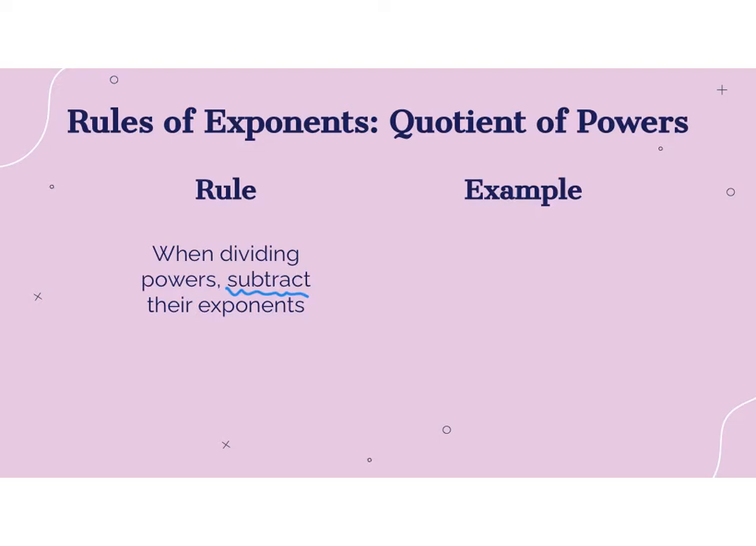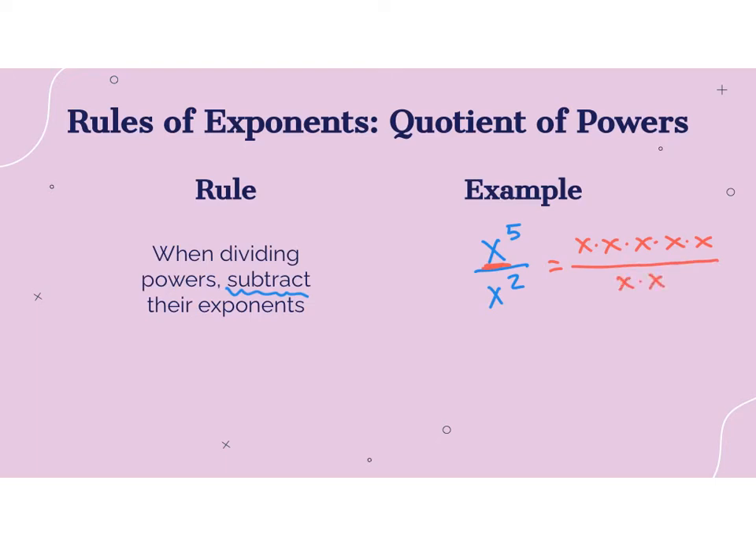So let's say I have something like x to the 5th power divided by x squared. If I were to expand both of those out, this would look like 5 x's multiplied together on the top, so x times x times x times x times x. And then on the bottom, 2 x's multiplied together, x times x.